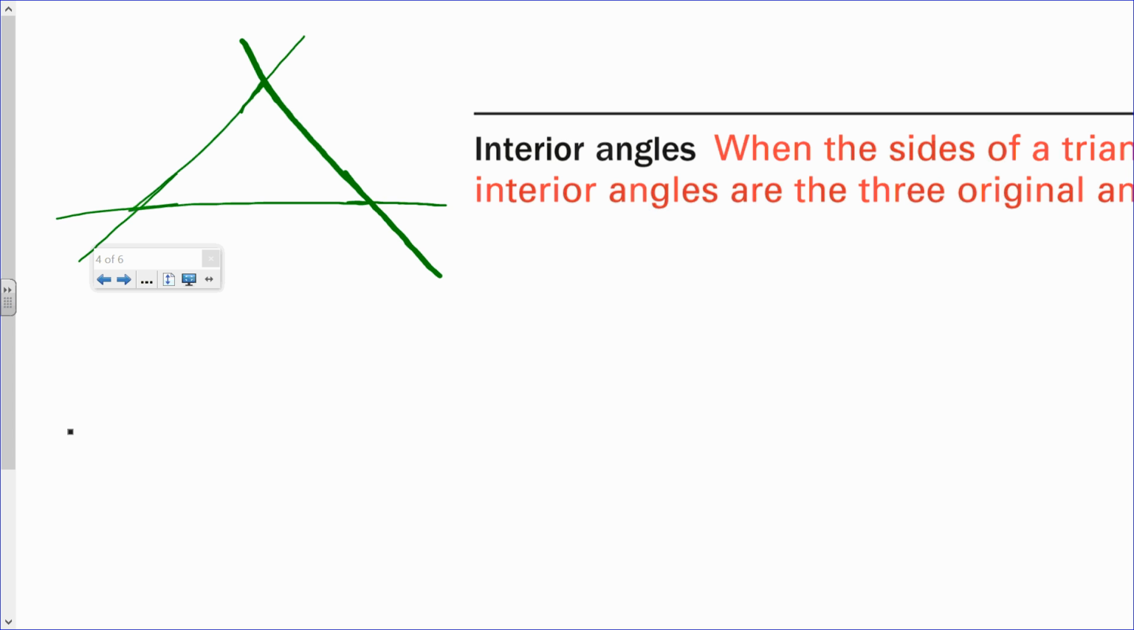Tomorrow we'll talk about these angles that are formed when I extend them. But for now, the three original angles that are inside, look at the three, are called the interior angles. Okay? So we call them the interior angles. And there's a special law of mathematics that we're going to explore right now regarding those.